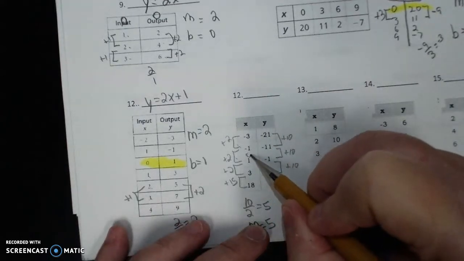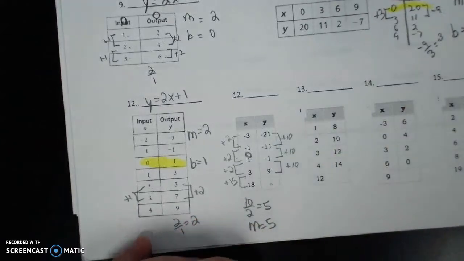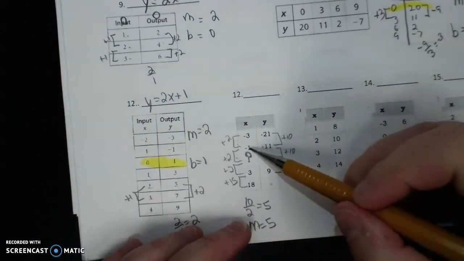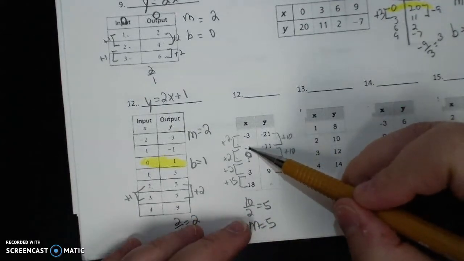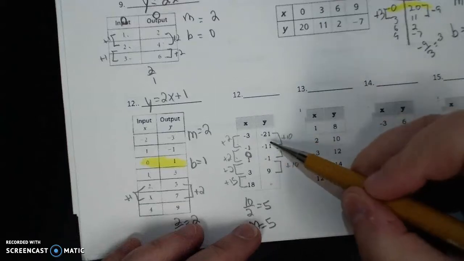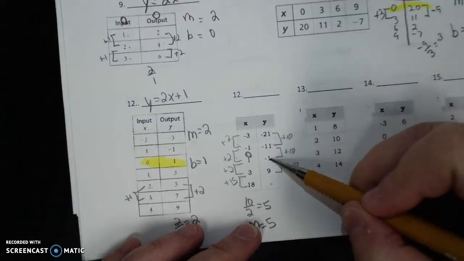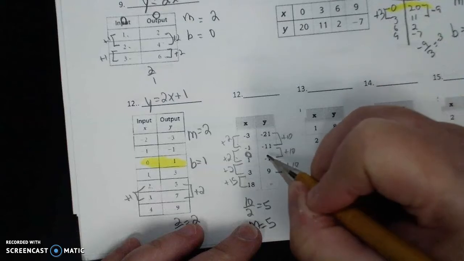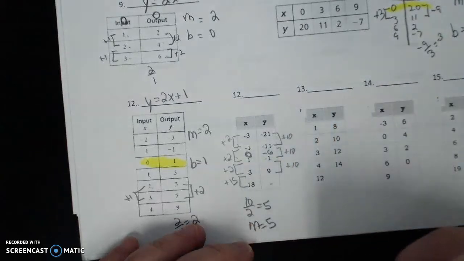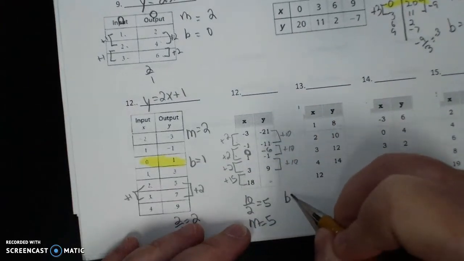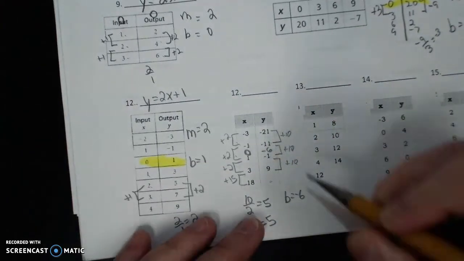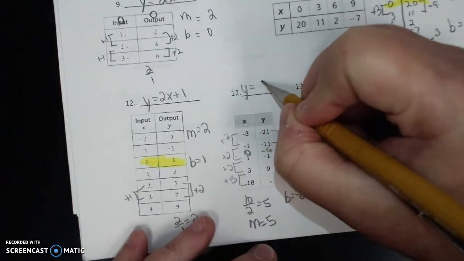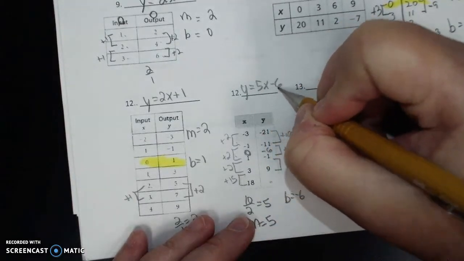Now 0 fits right into here, and we're going to have to squish them in. Well, 0 is halfway between -1 and 1. So what's halfway between -11 and -1? And that is -6. So my b is -6. So then I have y equals 5x minus 6.